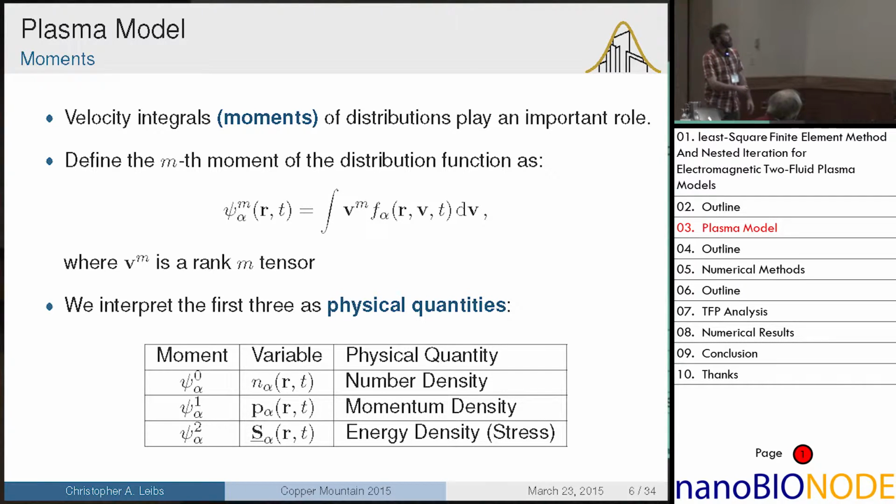So here's the 0th moment, which is the number density of the plasma. The momentum density is the first moment, and then energy density, more people would call it stress, but energy density is a fine one for us.